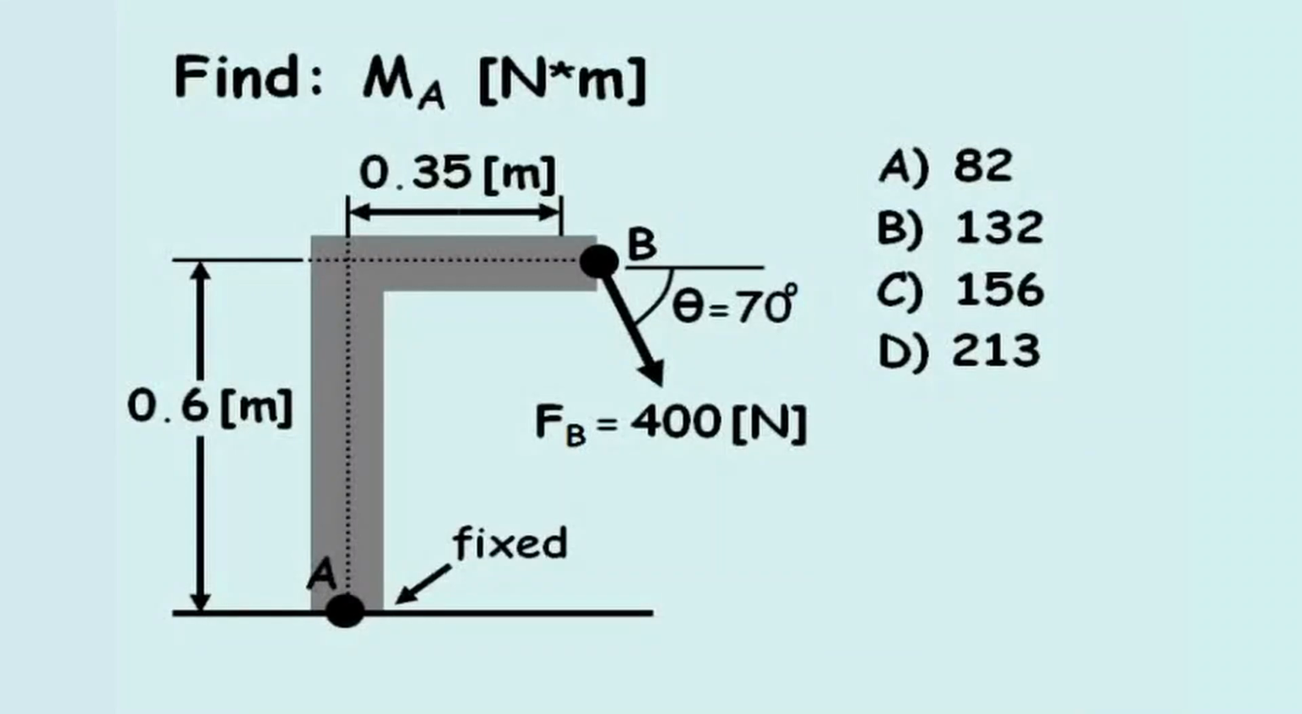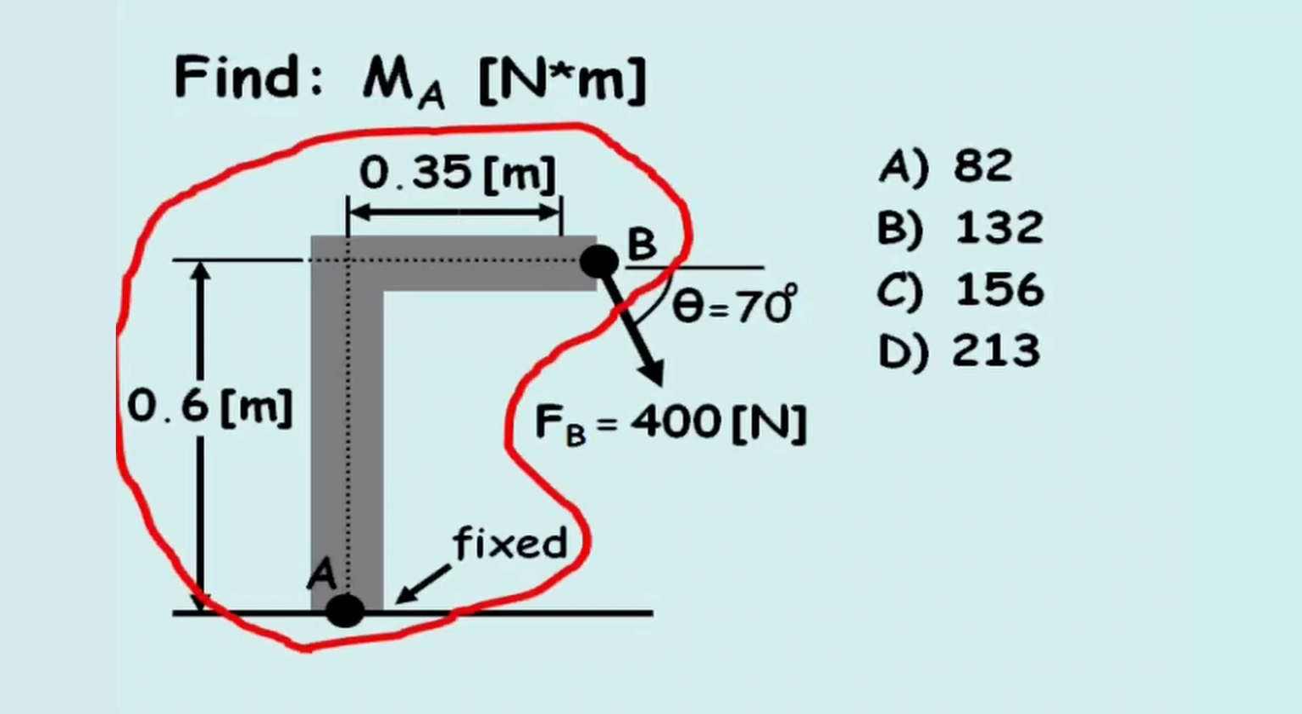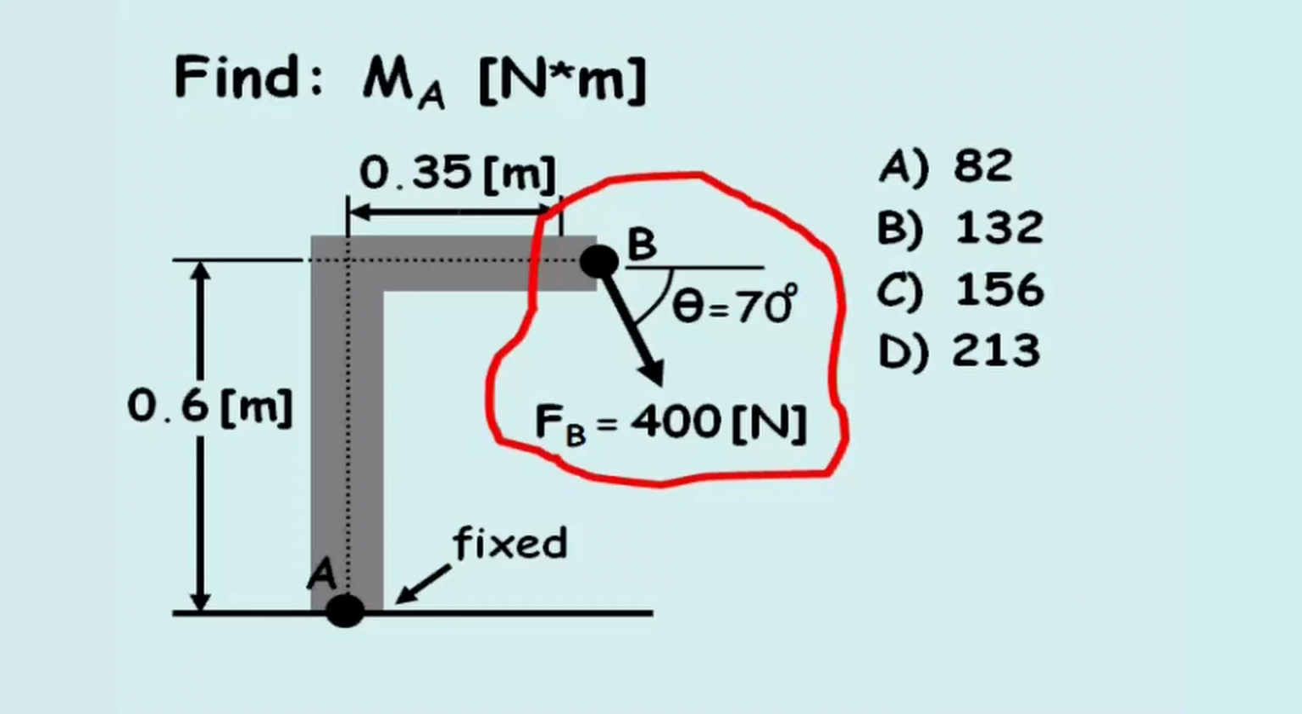Find the moment at point A in Newton meters. In this problem, an L-shaped figure of given dimensions is connected to a foundation at point A with a fixed connection. At point B, a force of 400 newtons is applied at an angle of 70 degrees to the horizontal.